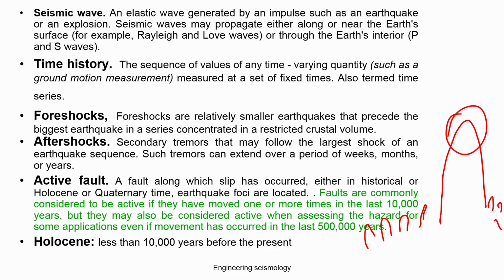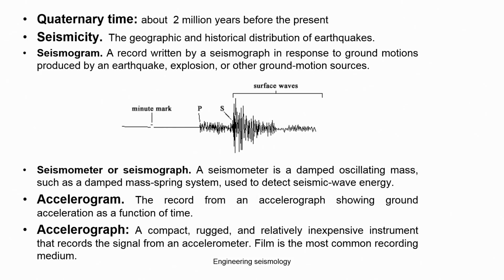The Holocene is a period less than 10,000 years before the present. The Quaternary is about 2 million years before the present. Seismicity is basically the geographic and historical distribution of earthquakes. You should know the definition of seismicity: you plot earthquake data geographically and see the distribution of historic earthquakes, which is called seismicity.